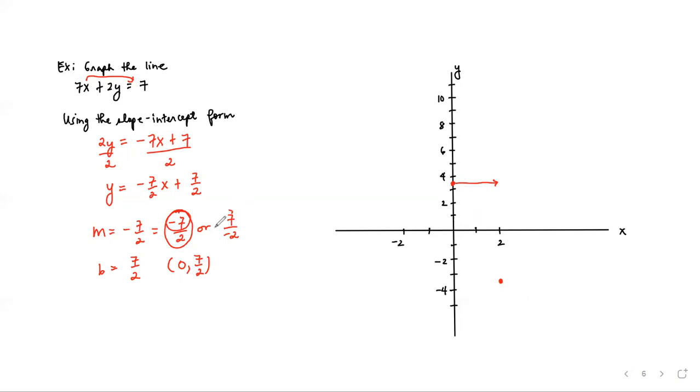Now, if we're going to use 7 over -2, then from the y-intercept, we are going to move 2 units to the left, and then we move 7 units upward. So in this case, we move up to this position. So actually, all these 3 points lie on the straight line, so we can connect them by a straight line, and that's the graph of 7x plus 2y equals 7.